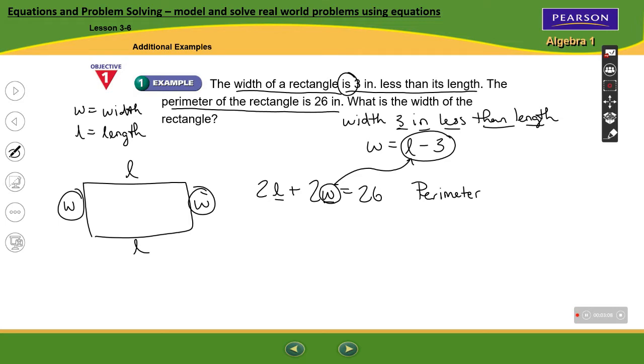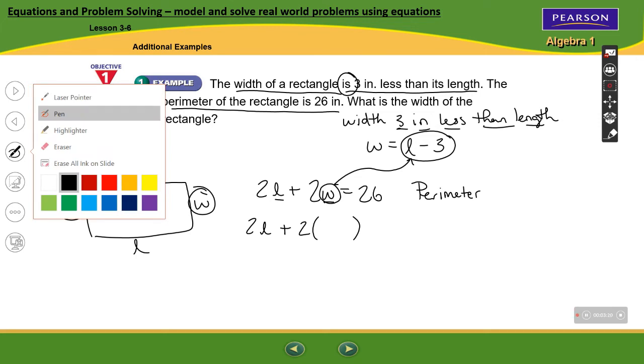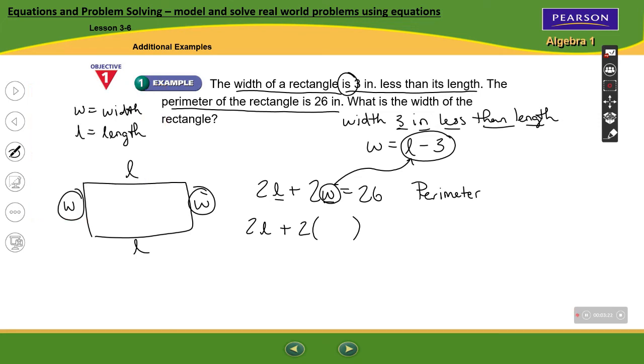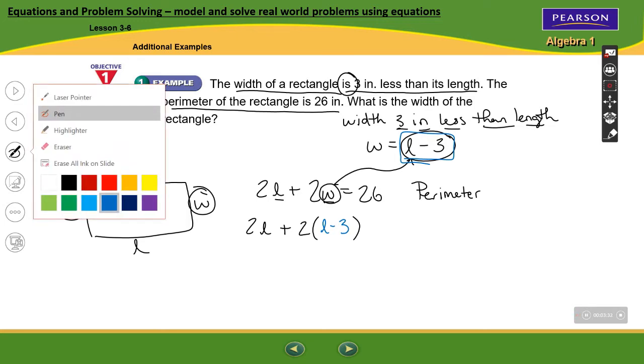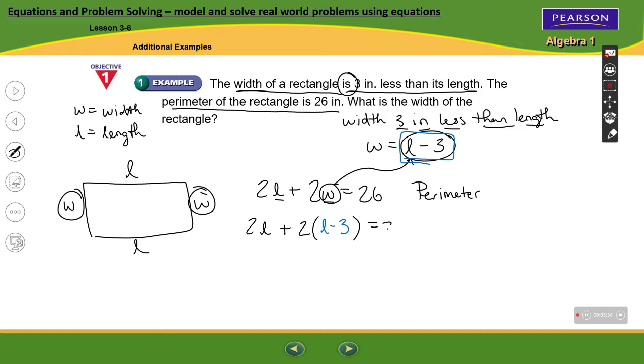So I'm going to try and set this up so I've got 2L plus 2W. But instead of W, I'm going to put parentheses. And I want to replace W with what it equals. And we just said a moment ago that W is literally equal to, it is the same as, L minus 3. So L minus 3 is going to go there instead of W. And then I'm going to finish the equation. Well, now you got to think to yourself, I've got nothing but L left as the variable, which is good. So I can solve this.